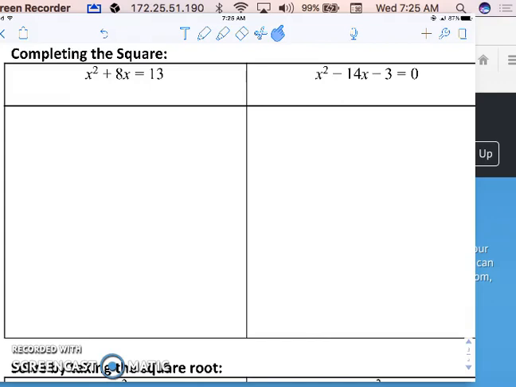All right, we're going to take a look at solving by completing the square. Now I'm going to show you a picture method for doing it. So the first thing we do is we have x squared plus 8x equals 13. And we're going to draw a picture with algebra tiles.